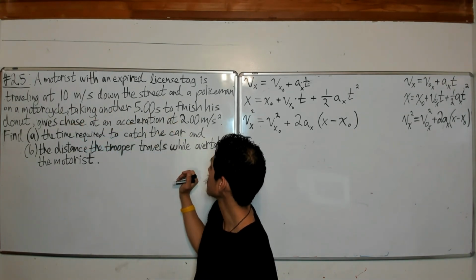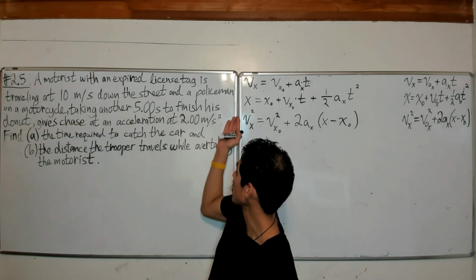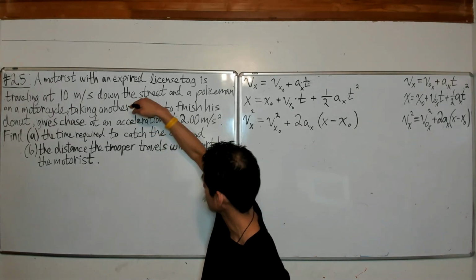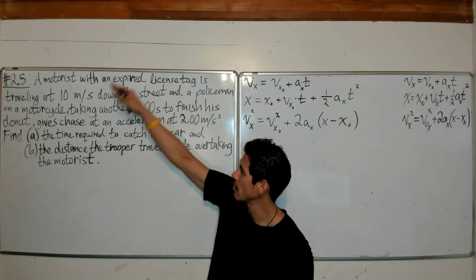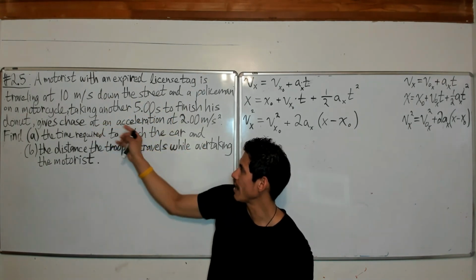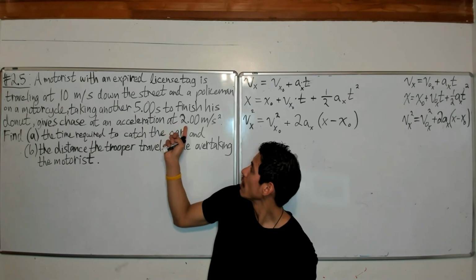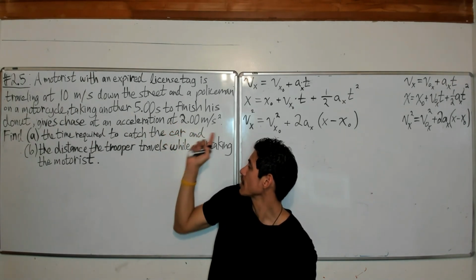seconds to finish his donut. So he was eating a donut on the motorcycle. He finished it in 5 seconds, which is pretty good. He then chased this motorist, and it goes off at an acceleration of 2 meters per second squared.